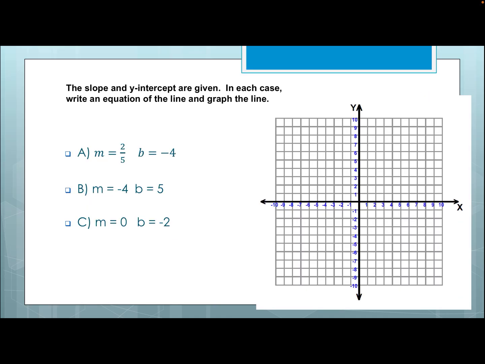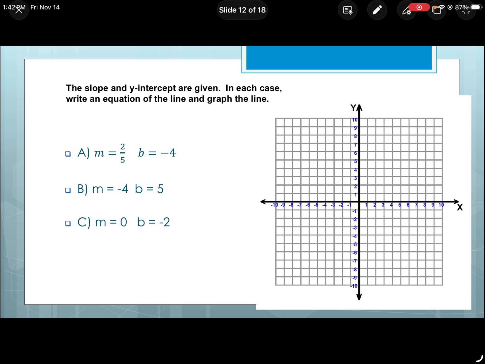All right, for these questions, it tells you the slope, it tells you the y-intercept, and it wants you to write an equation of the line and then graph the line. Well, the equation of the line is very easy, isn't it? The equation of the line is just going to be y equals 2 over 5x minus 4, or y equals negative 4x plus 5, or y equals negative 2. You can write y equals 0x, but what's the point, right?